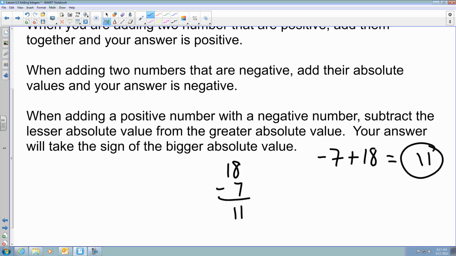If it was a negative result, it would be like if I had negative 5 plus 2. So I take the absolute values and subtract them, and I get 3. So I put 3 here, but the larger value was attached with the negative, so it would be a negative 3 as a result.